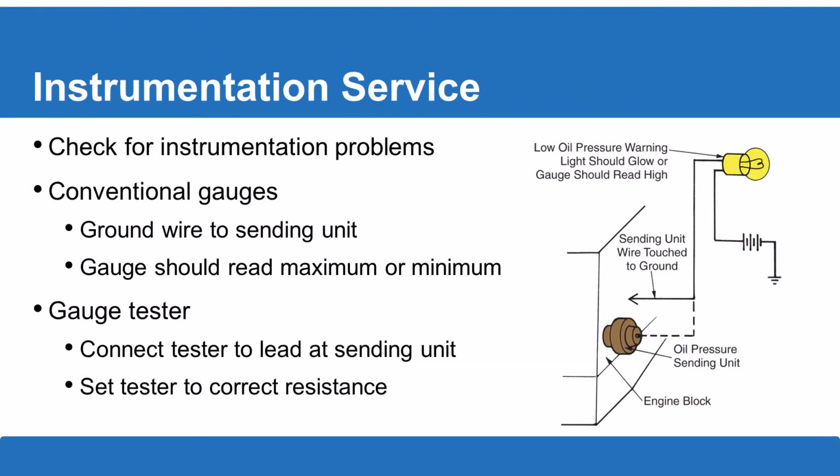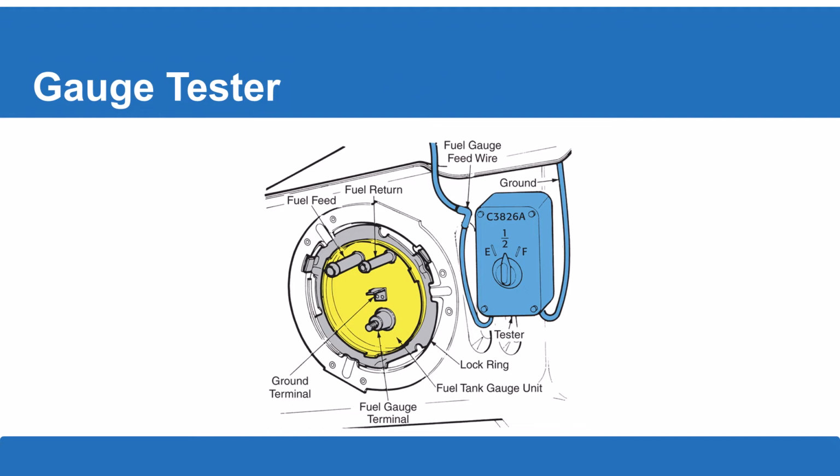Now, instrumentation service, we have been over this past week. We want to check that instrument for problems. Some of the conventional gauges that we see are using ground wires to the sending units, right, to trigger these. The gauge should read maximum or minimum, so you can easily work around this by simply grounding that switch. Also, you have a gauge tester, sometimes called a decade box, that will simulate resistance. Now, here's that decade box. This one's special for this application, and indicates whether it should read empty, half, or full tank if we were checking the fuel level gauge.